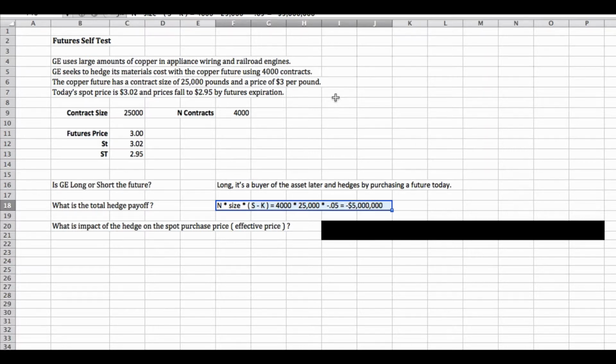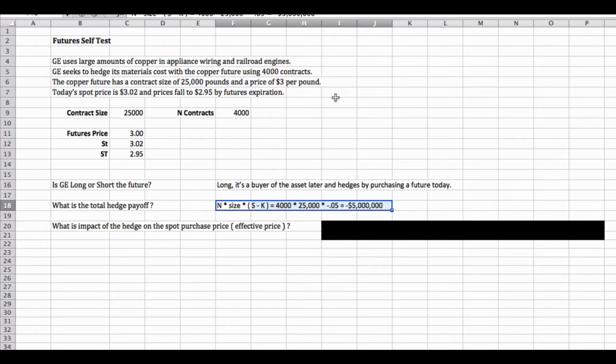The futures price at expiration is 2.95. So your future that you were long went from $3, where you entered it at the beginning, to 2.95. A 5 cent loss times the 25,000 pounds times the 4,000 contracts is a $5 million loss.